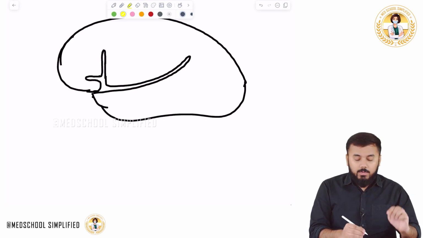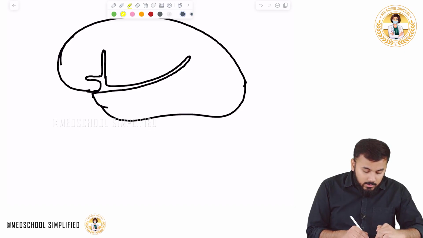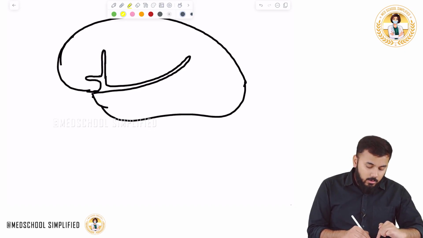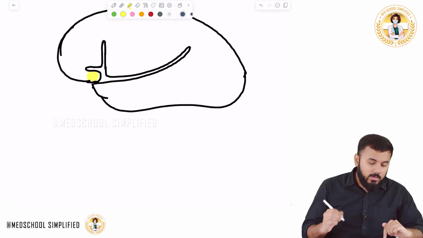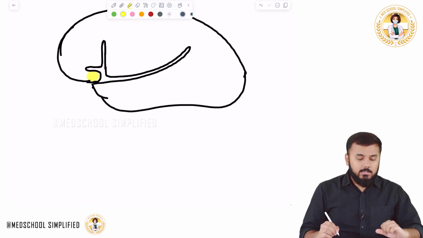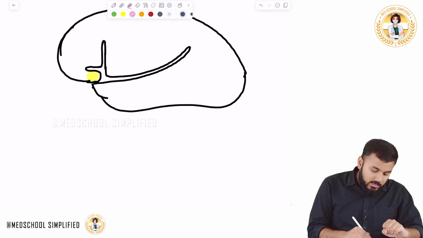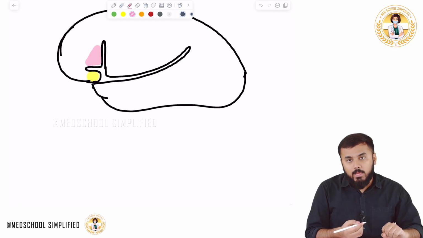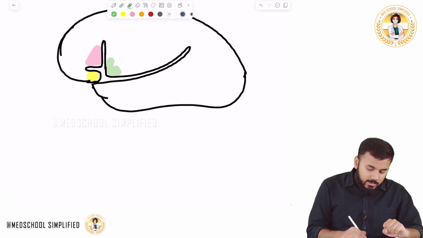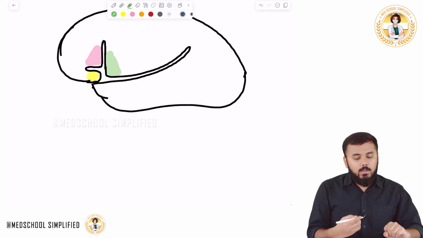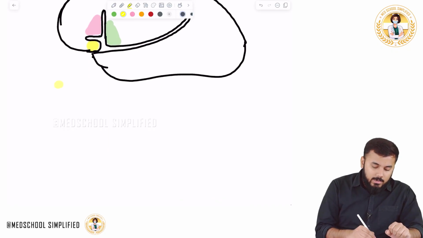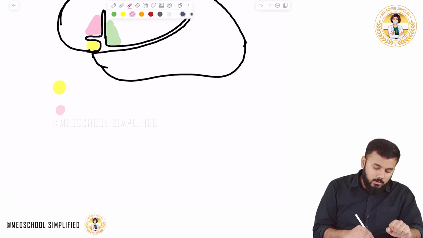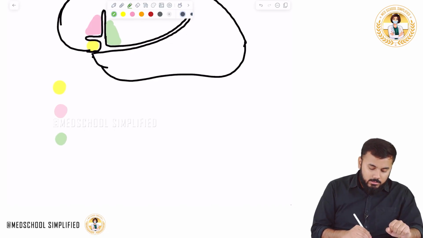Now below this anterior horizontal ramus, here you have this area, which is called pars orbitalis. Next, you have this triangular area, which is called pars triangularis. Next, this green color area you call pars opercularis. So let me write down these areas over here. You have this yellow color area, this baby pink, and then this green.